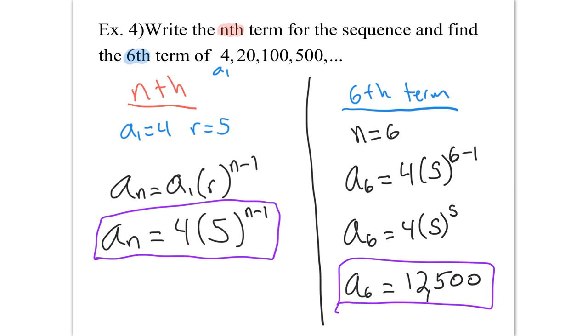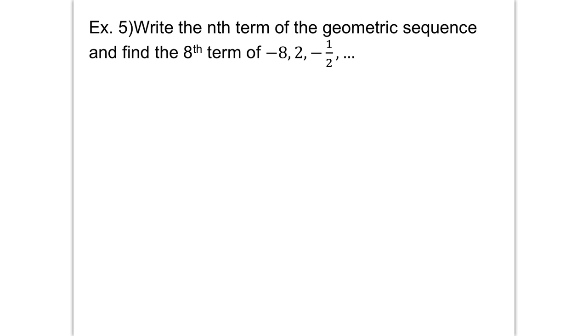So let's try another example. So this one, we want to write the nth term, same thing, of the geometric sequence, and we want to find the 8th term. So notice, first we have a number, negative, an integer, -8. Then we have a +2, and then we have a negative fraction, 1/2, and it keeps going and going. So this sequence, you guys can find more numbers but we want the nth, the actual formula, and the 8th term. So first, let's look for the nth term.